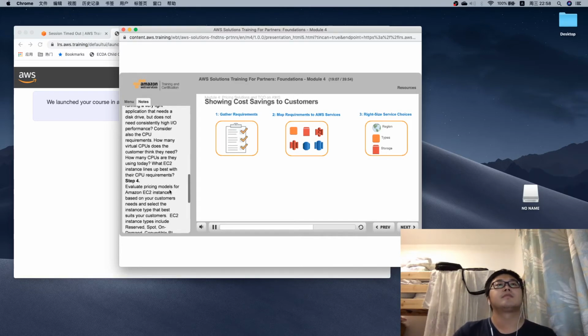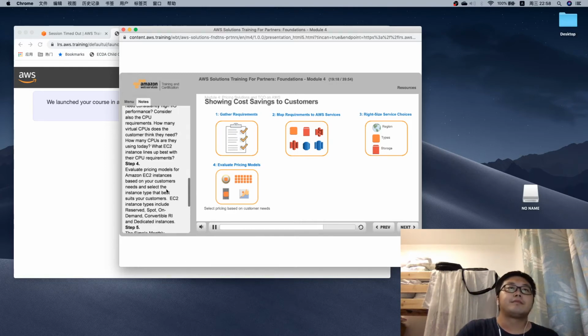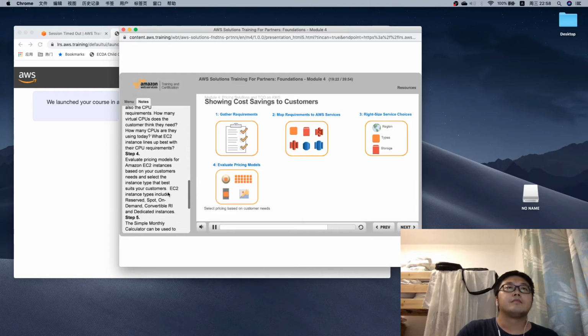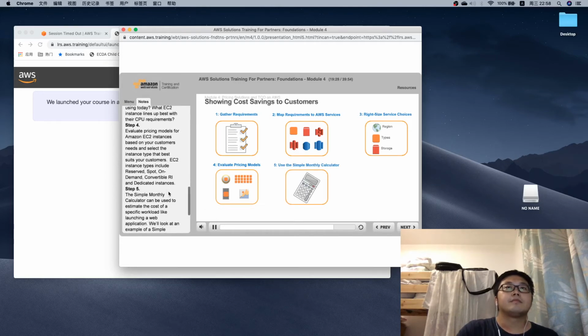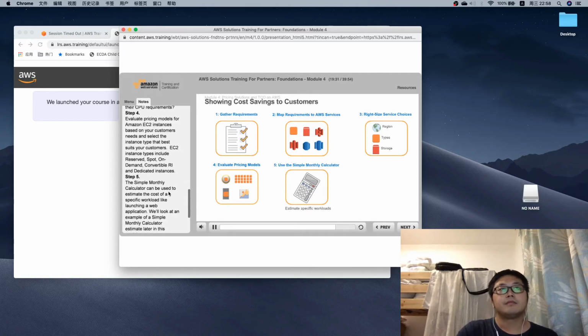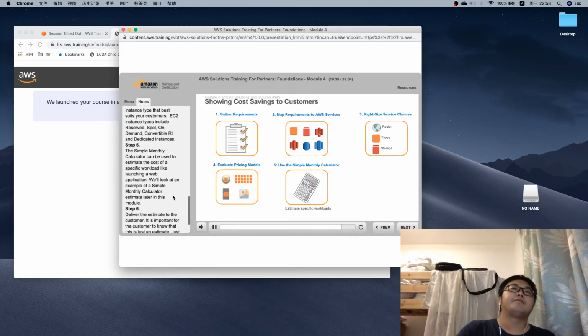Step 4. Evaluate pricing models for Amazon EC2 instances based on your customer's needs and select the instance type that best suits your customers. EC2 instance types include reserved, spot, on-demand, convertible RI, and dedicated instances. Step 5. The simple monthly calculator can be used to estimate the cost of a specific workload, like launching a web application. We'll look at an example of a simple monthly calculator estimate later in this module.